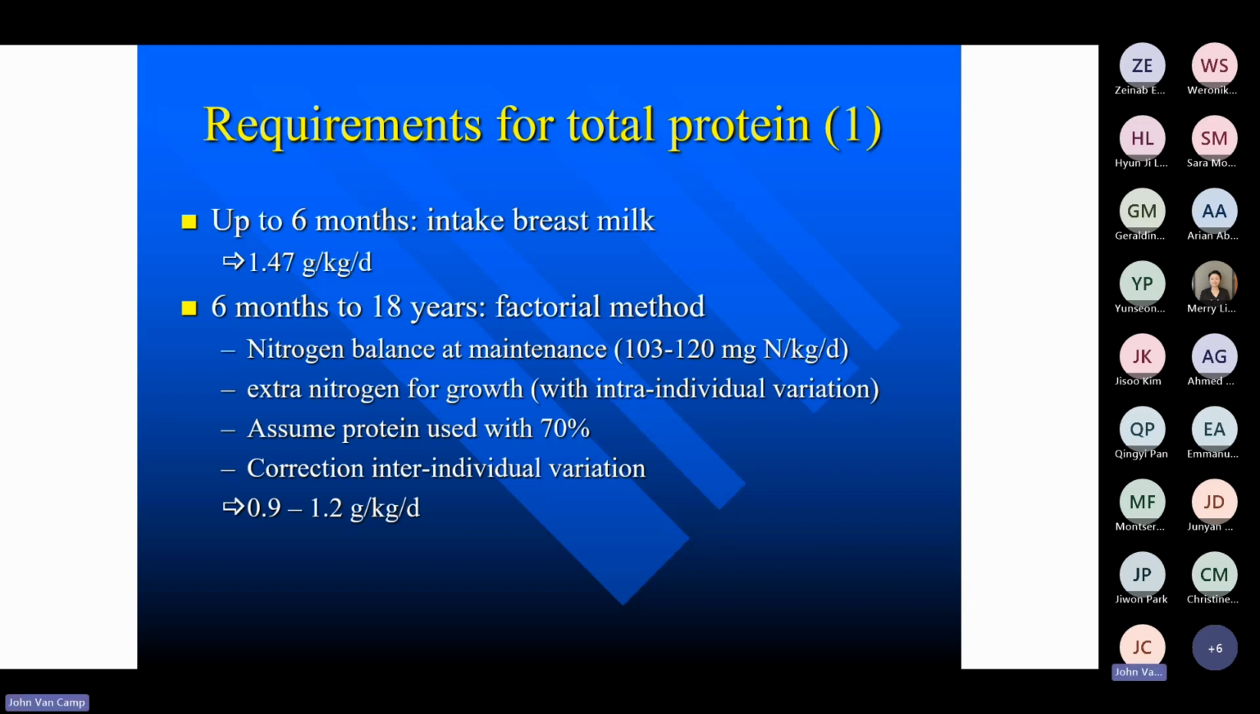You add a coefficient for growth, including an intra-individual variation, so the variation in growth speed within the child as a function of age. This is called intra-individual variation. You assume that the protein is consumed for about 70%. You know now why, I explained it before with this efficiency of utilization. And you also correct for the variation, in this case, the inter-individual variation between people. And then you get 0.9 to 1.2 grams per kilogram body weight per day for that age category.